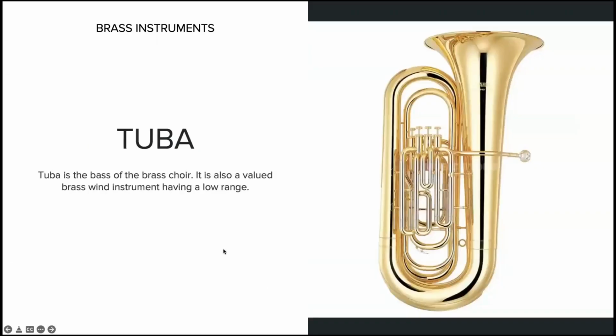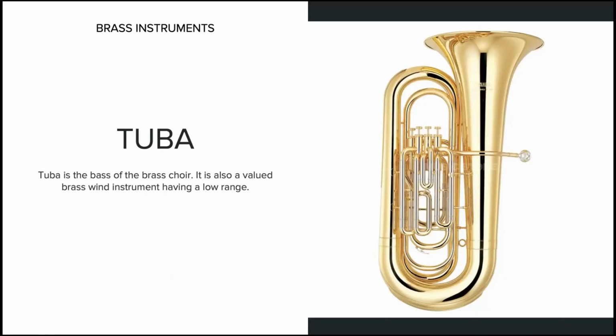Next is the tuba. The tuba is the bass of the brass choir. While we talk about alto, it's also a valved brass wind instrument having a low range. That's why it's bass, because of the low range.